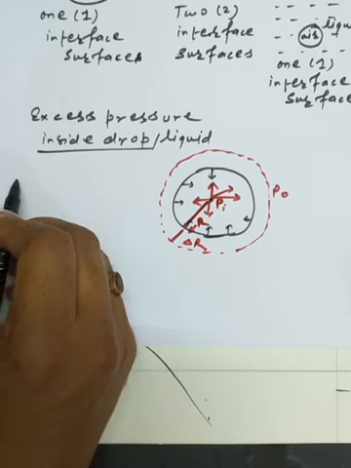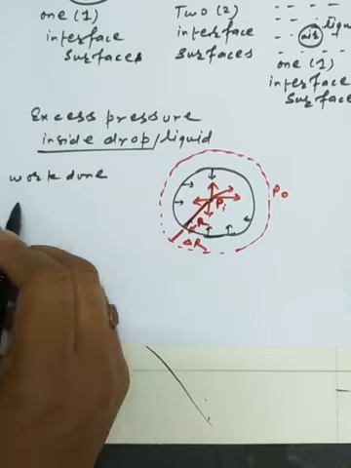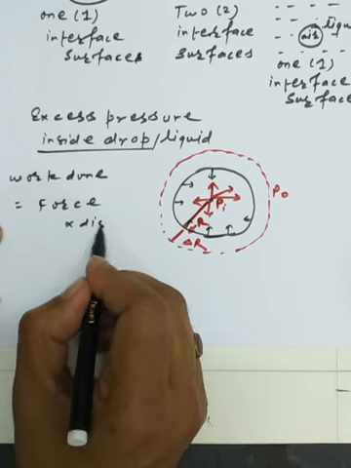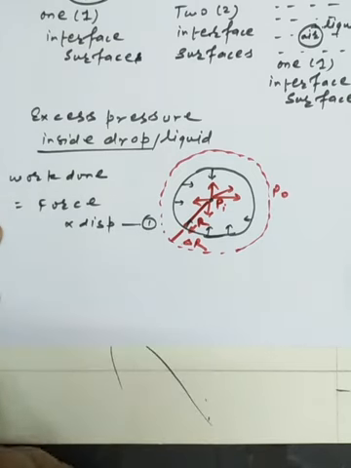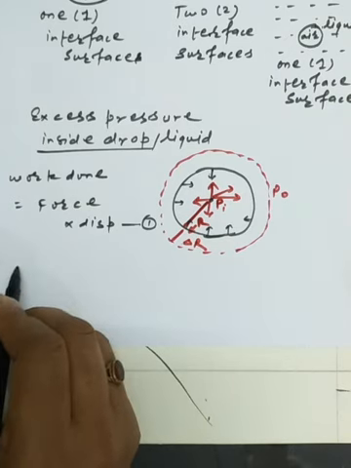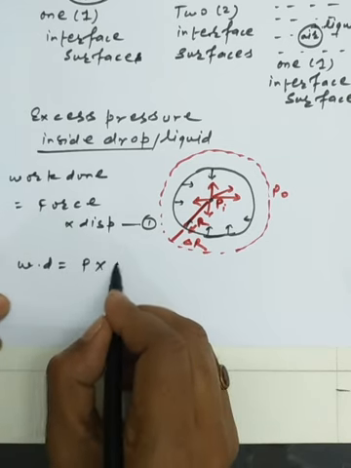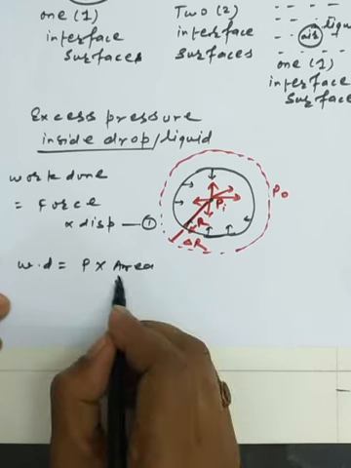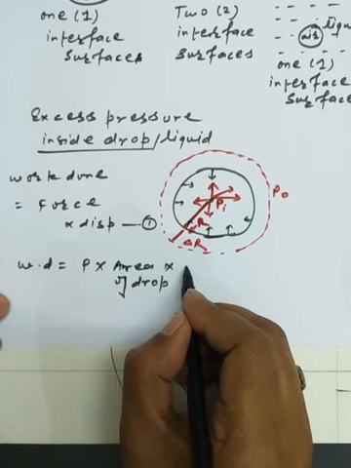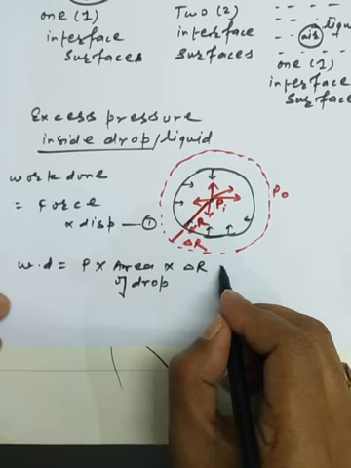So we assume the work done is equal to force into displacement. This is one of the basic formulas we have. We are calculating the work done in terms of the pressure. So the work done can be stated as force, that is pressure into the area of the drop, into the small displacement that occurs, delta r. This is the simplest equation number 2 we have.